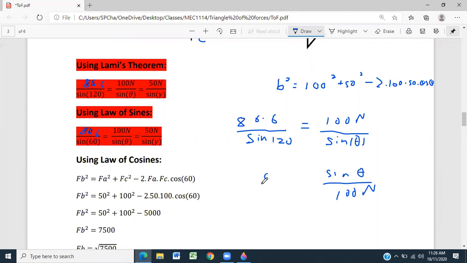And this here is 86.6 over 120, sine, equal, and then just multiply by 100 newtons, right? Just multiply by 100 newtons. This here will give us an angle that's very close to 90.